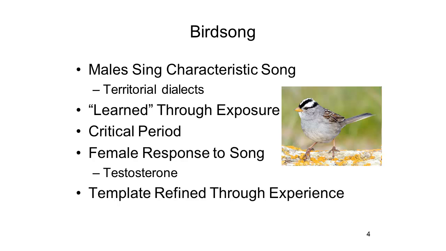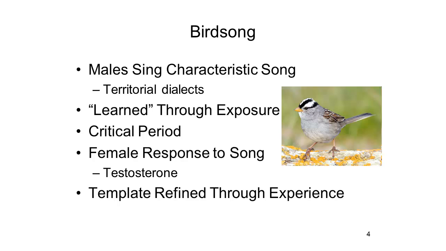The classic case here is birdsong. Typically, male birds sing, but female birds do not, and each species has a characteristic song which it uses to identify potential mates. And within each species, there are also territorial dialects, variations on the basic song that seem to help preserve the gene pool in a particular area.